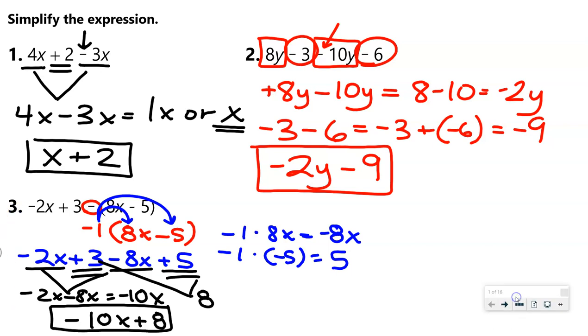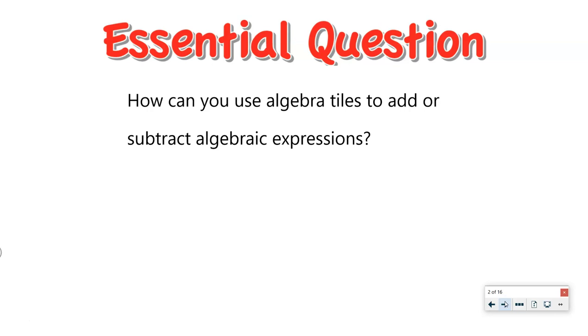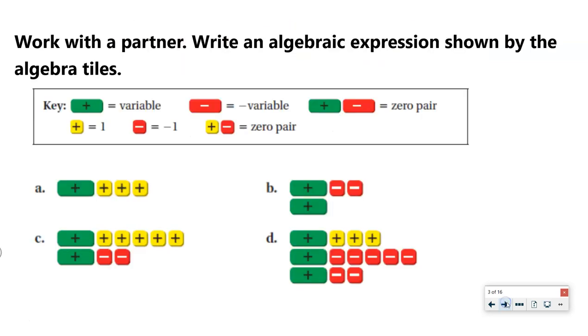All right, and so we're moving on to our first lesson. And the idea today is how can you use algebra tiles to add or subtract algebraic expressions? So this is just kind of like an idea of looking at this as a pictorial versus just the number-wise. The rectangular plus sign is for variables, and these more square plus and minus signs are for constants.